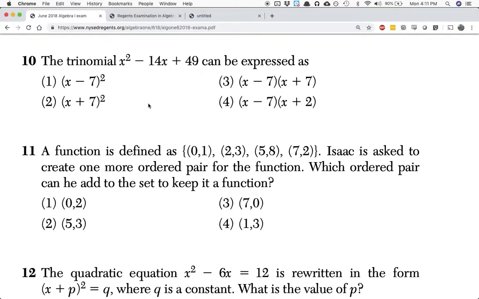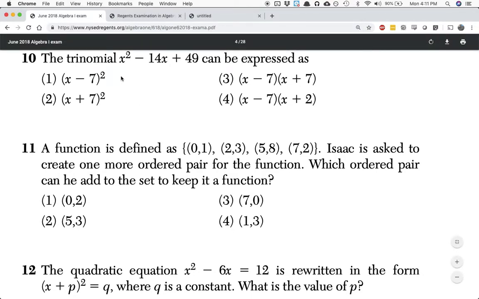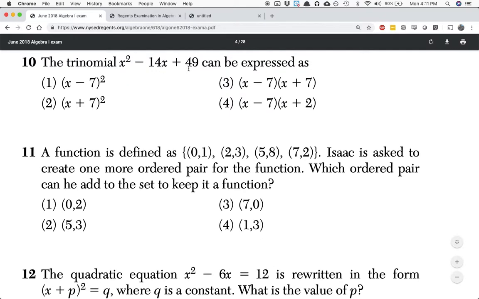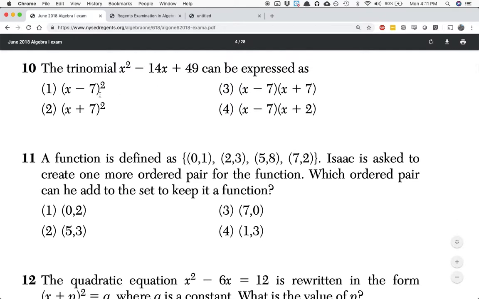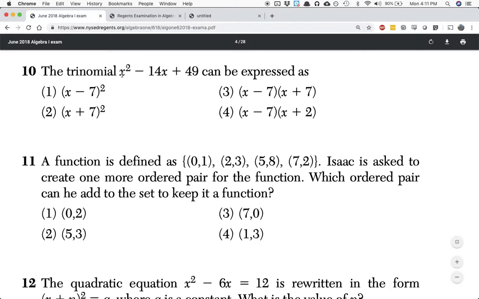Question number 10. The trinomial x squared minus 14x plus 49 can be expressed as x minus 7 squared, or x plus 7 squared, or x minus 7 times x plus 7, or x minus 7 times x plus 2. Trinomial just means it's a function with three parts: x squared, x, and then a number. And it's just saying, how can I factor this thing? Can I bring it to this, bring it to that? What am I going to do?